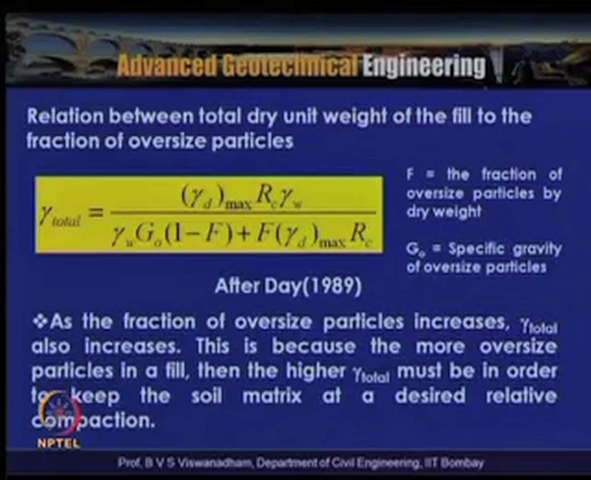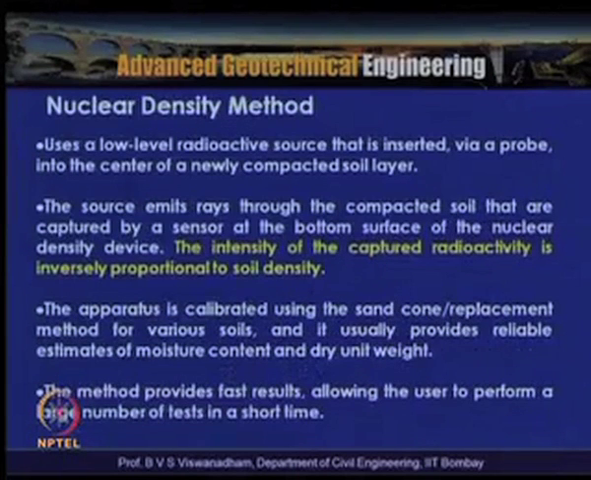So, by using this particular expression, it is possible to account for the presence of oversized particles in the soil matrix, and this needs to be considered if you have particles which are more than 19 mm, or retained on the 19 mm sieve, while testing field density by the sand density method, that is the sand cone method. The next method which we have said is the nuclear density method.